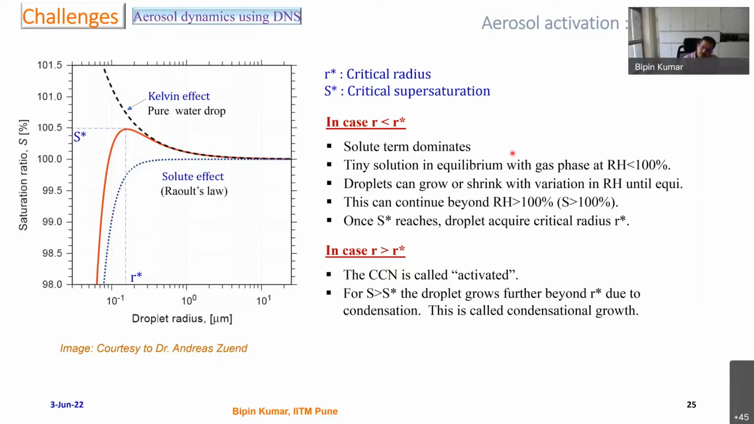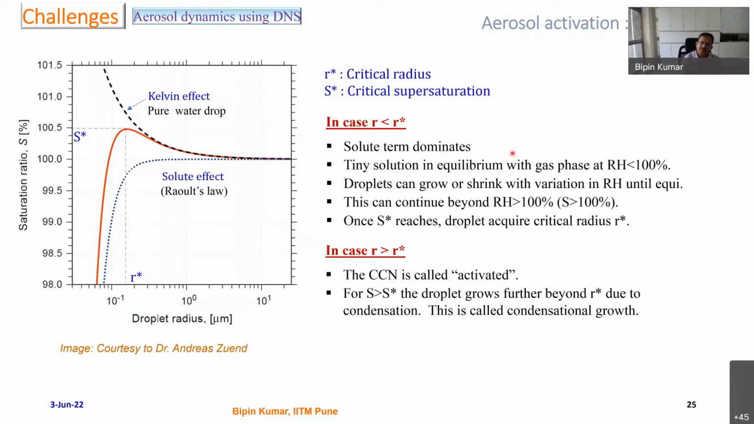When these aerosols in the atmosphere get supersaturation, they go from dry to wet. From wet, they can condense and they can sometimes become cloud condensation nuclei. That is called the CCN. And this is the research question here. Once they become CCN, they are called activated. Once activated, they are no more aerosol, they become cloud droplets.